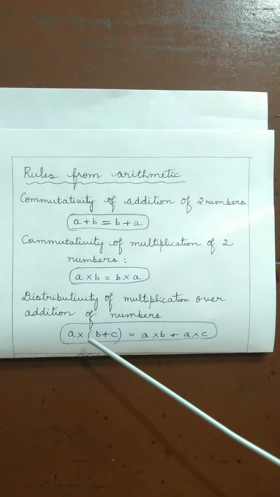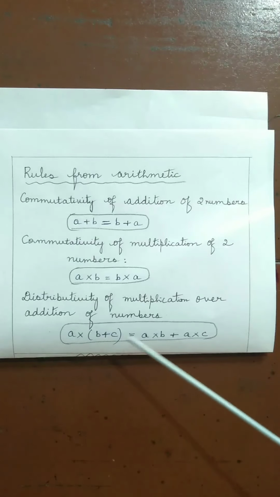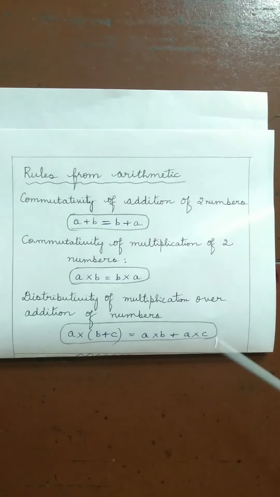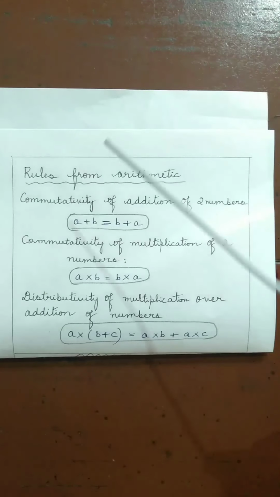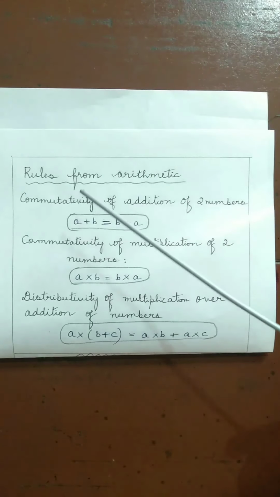Here, a into (b plus c) is equal to a into b plus a into c. This is the rule of distributivity of multiplication over addition. In the same way, if we apply values for a, b and c and perform the operations of multiplication and addition, we will come to a final answer. Therefore, these variables help us to write the rules for arithmetic, for commutativity and distributivity also.